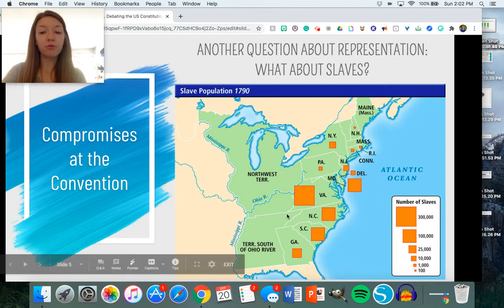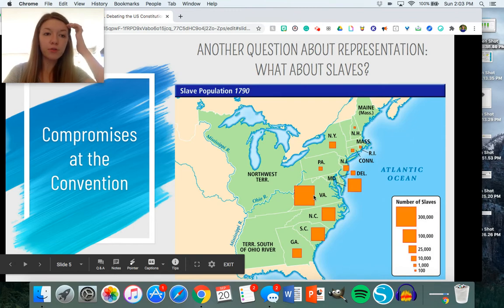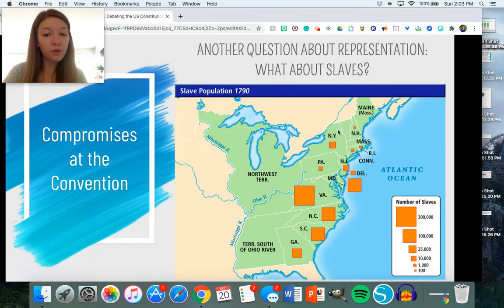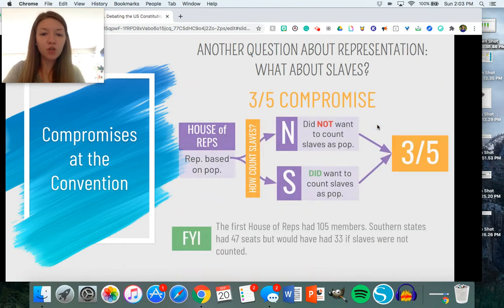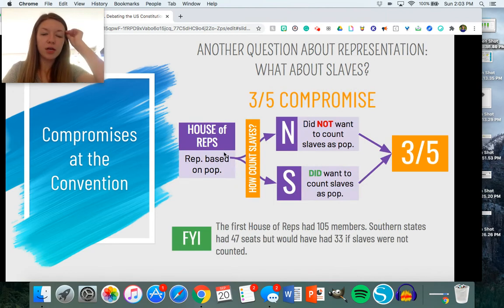Because in the South, right, the bigger the orange square, that means there's more slaves. So the South has pretty large squares. There's obviously more slaves in the South due to the economy, whereas in the North, it's pretty minimal. So, right, the North is concerned about the states in the South getting more power if they count slaves. And the Southern states, of course, want to count their slaves because that would give them more representation. So what we see develop is the 3/5 compromise, right?